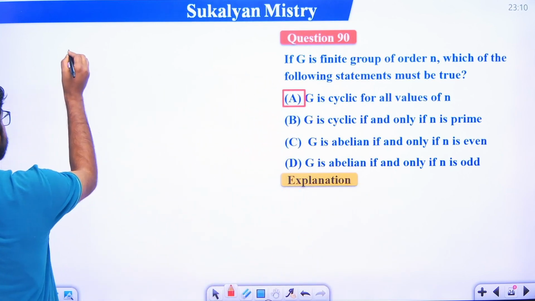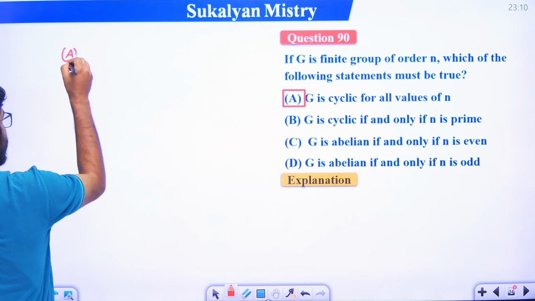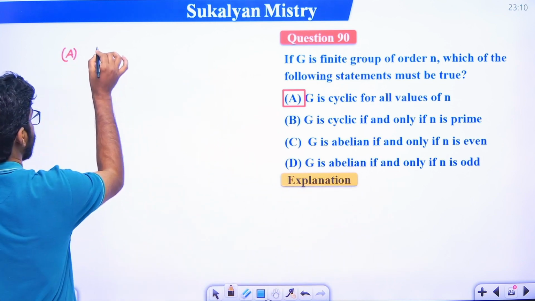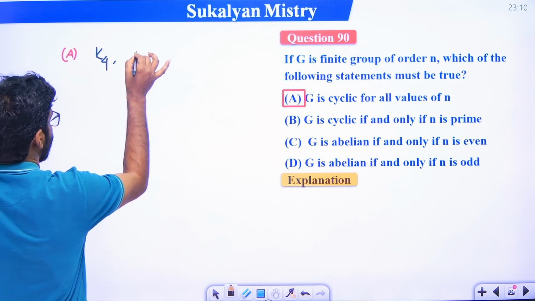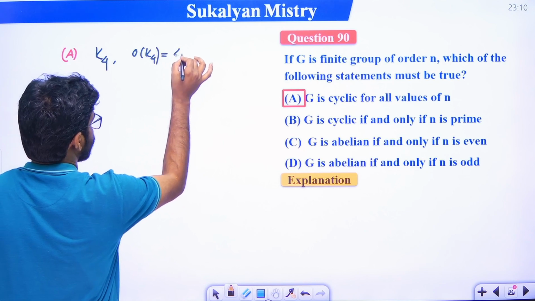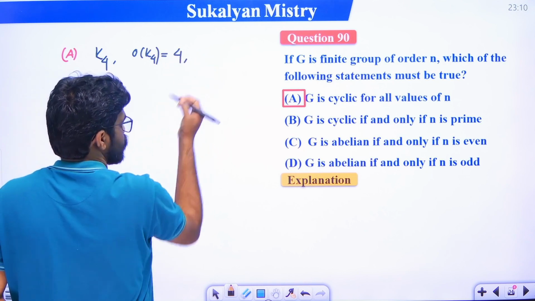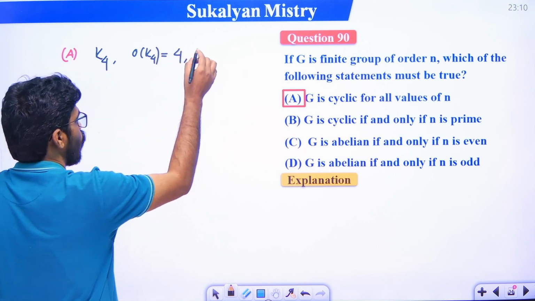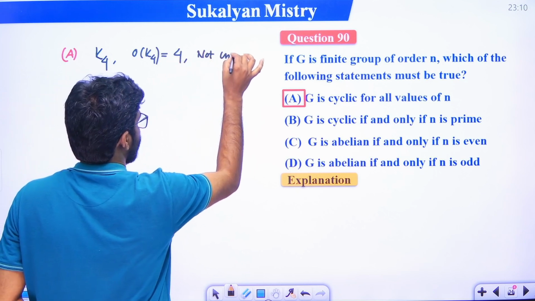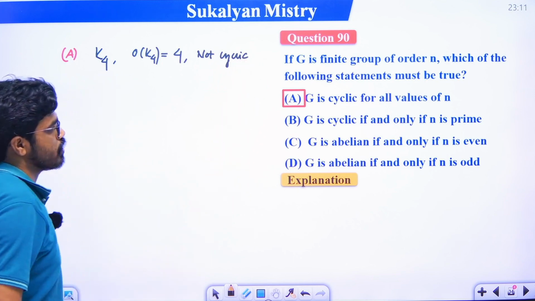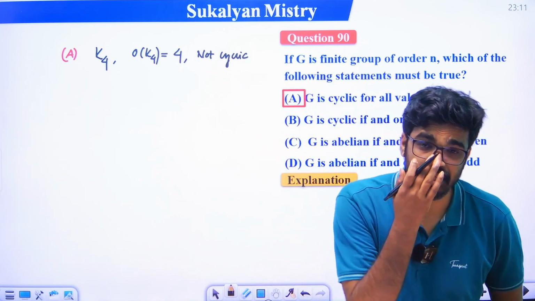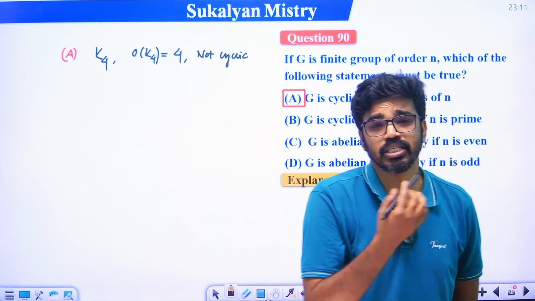For option A, if I consider the Klein's 4 group, what is the order of Klein's 4 group? The order of Klein's 4 group is 4, right? So this is abelian but not cyclic. So G is cyclic for all values of n, where n is the order of the group. So this is a false statement.